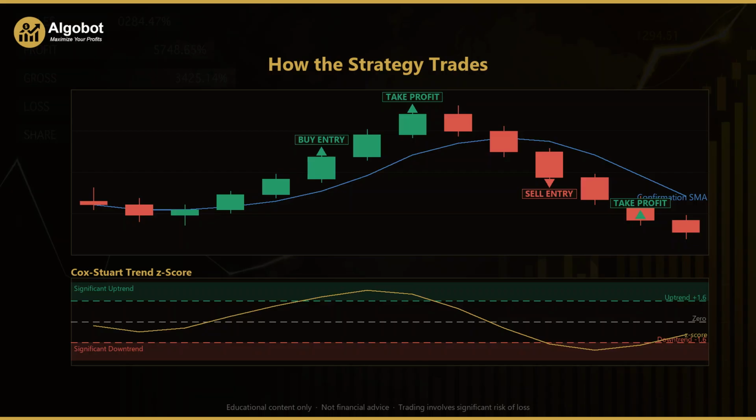Keep in mind this is a simplified illustration. Real markets are noisier, signals can fail, and losses do occur. This walkthrough is for educational understanding only.